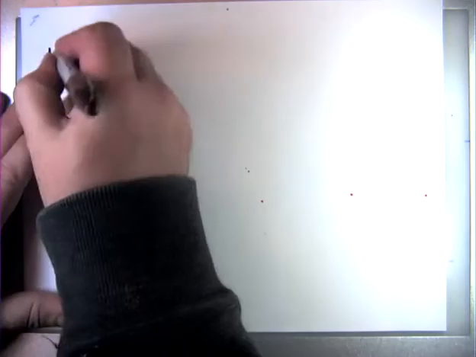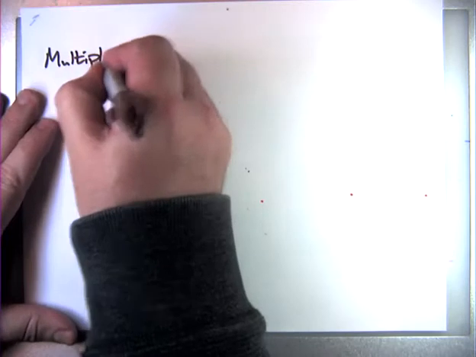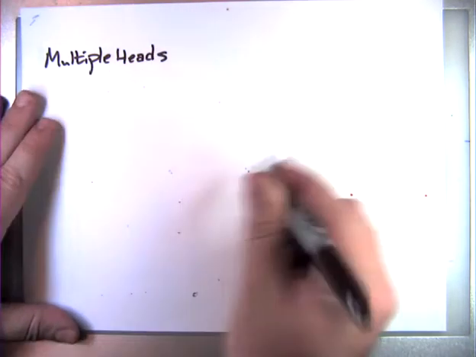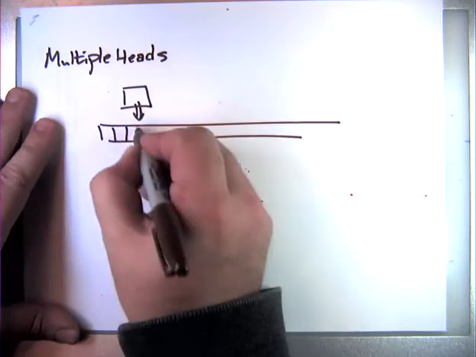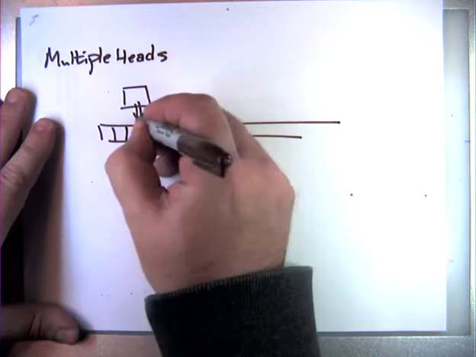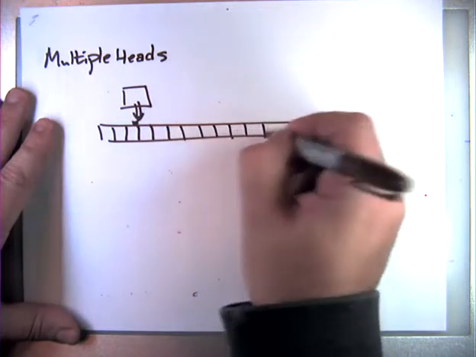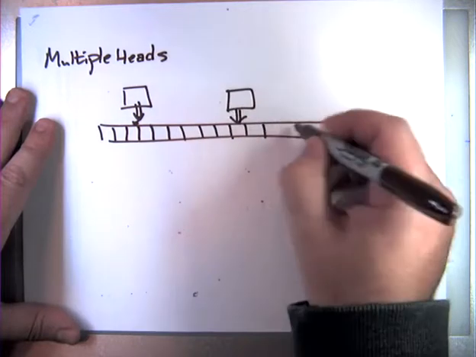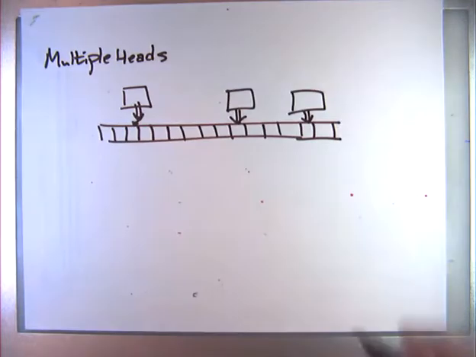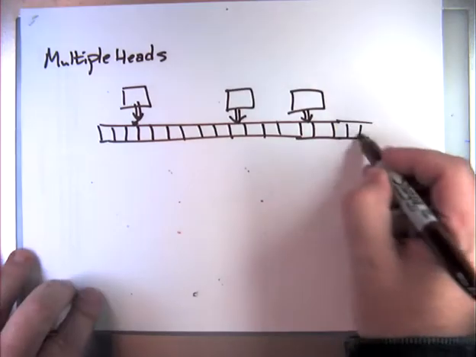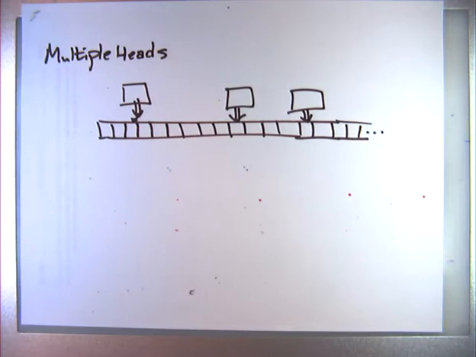So there was a suggestion, maybe we should think about having multiple heads on the tape, multiple places where we can read and write to the tape. So for the sake of argument, suppose I want to simulate a Turing machine that has 3 heads. Sorry, we didn't get to do this on Halloween. I've got a Turing machine that has 3 heads.